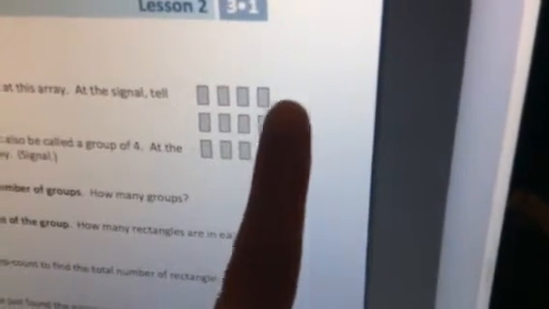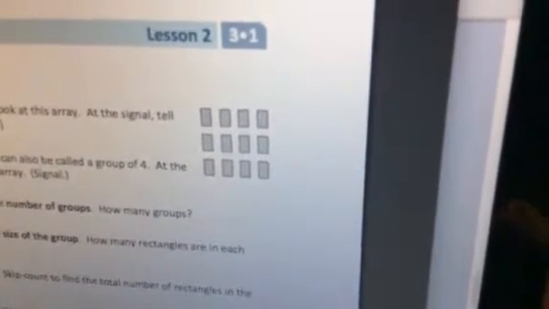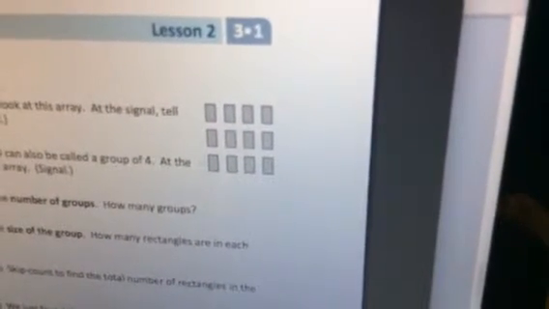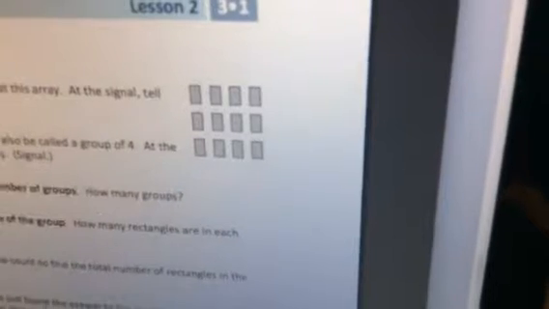Now I want you to find this picture on your paper and take a look at that. Look at how many rectangles are in the top row. The size of one row is 4 rectangles. 1, 2, 3, 4. Each row of 4 can also be called a group of 4. How many groups of 4 are in this array? Remember, it's an array because it has rows of equal groups. You should see 3 groups of 4.